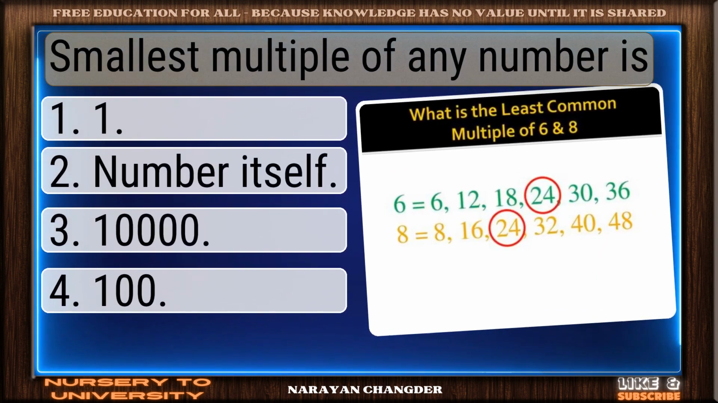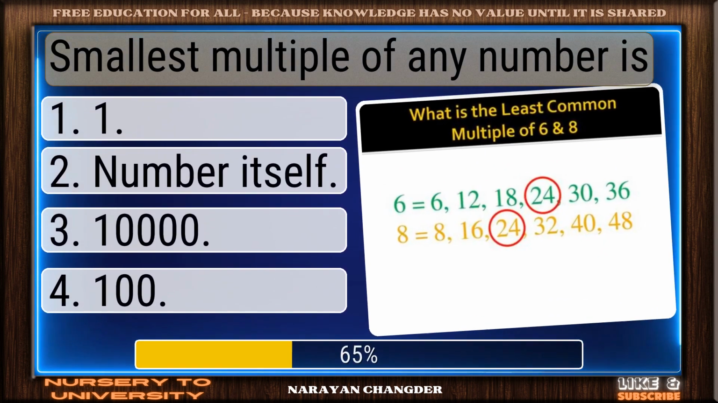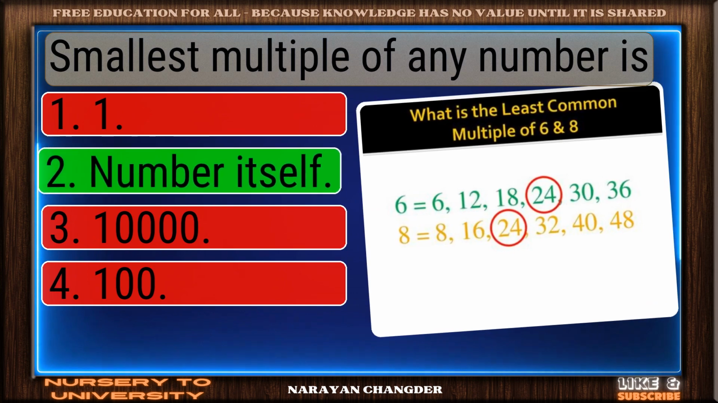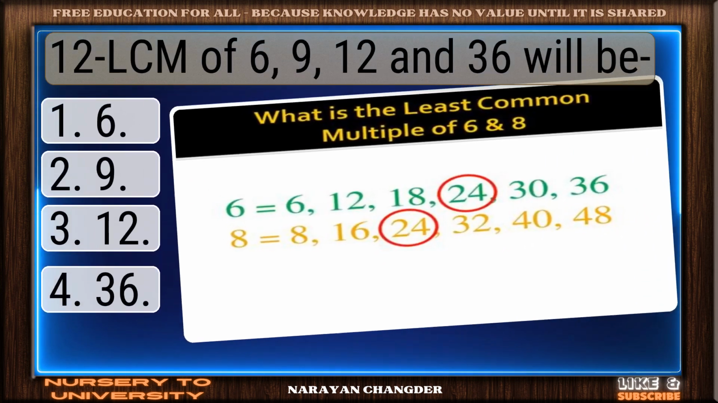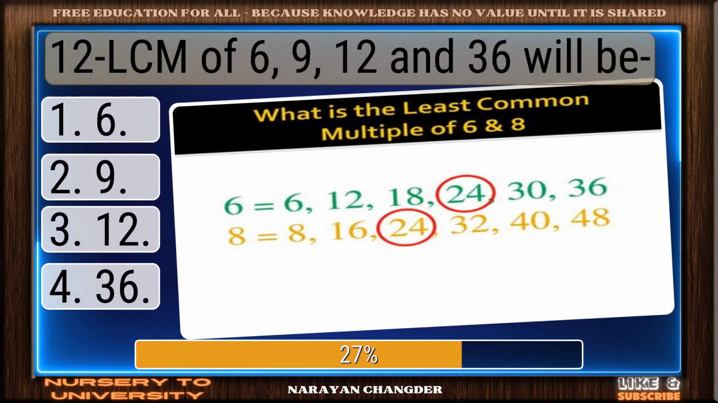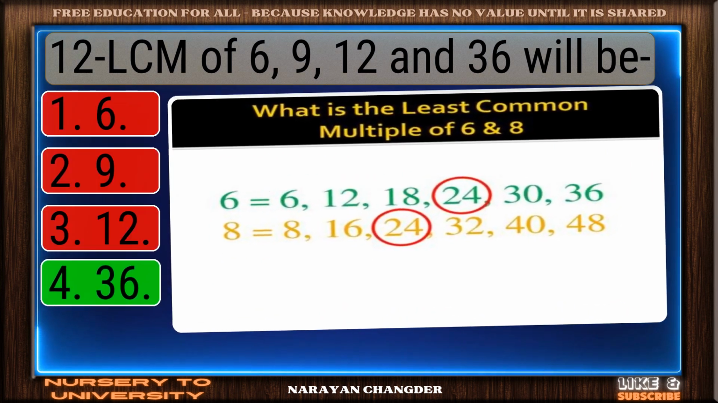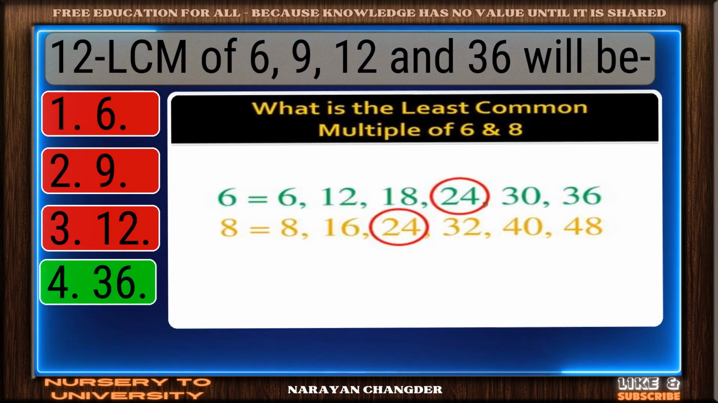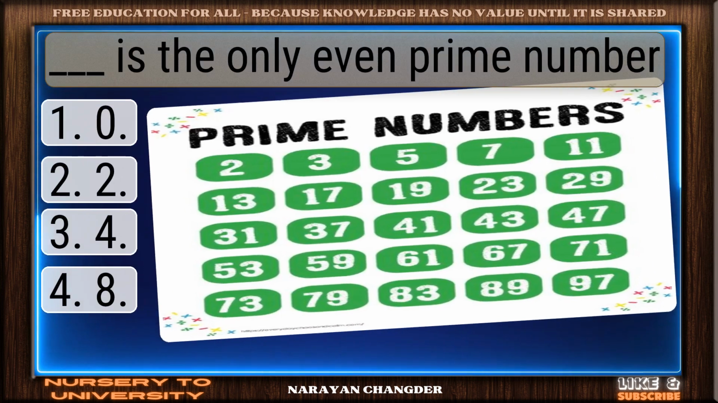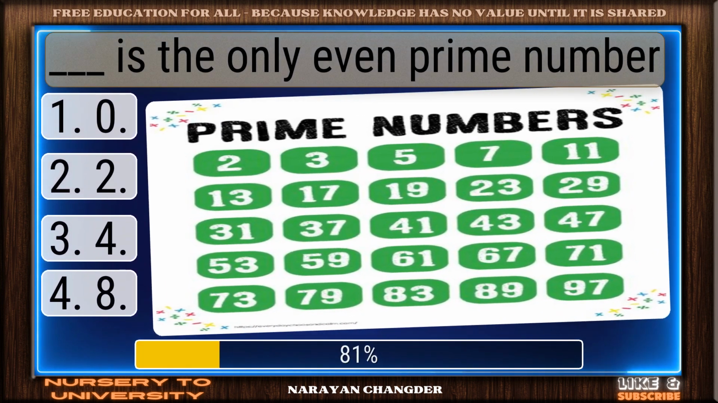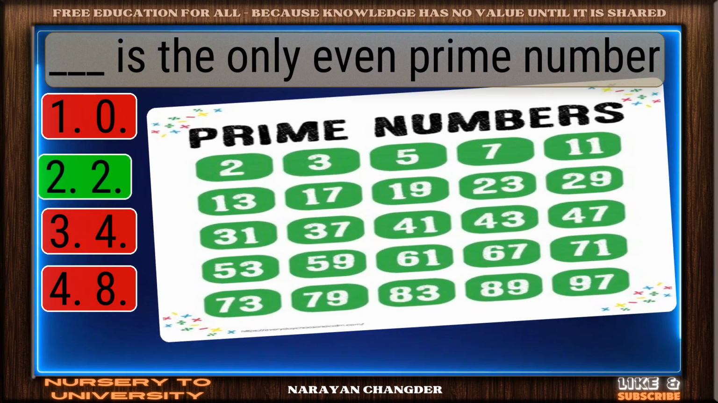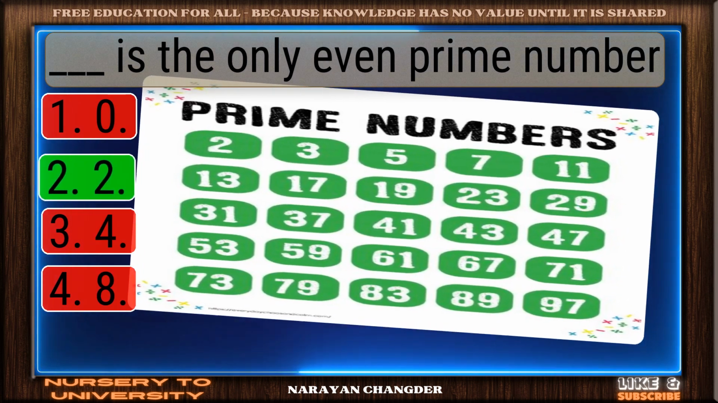Smallest multiple of any number is? Smart move. Number itself is an accurate answer. LCM of 6, 9, 12, and 36 will be? Smart pick. 36 is the correct choice. Dash is the only even prime number. You're right. 2 is the correct answer.